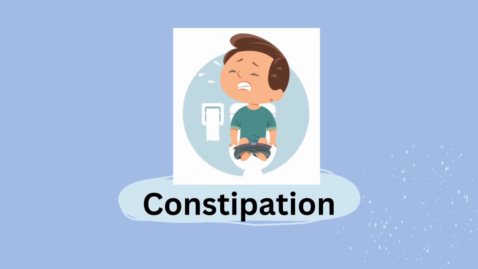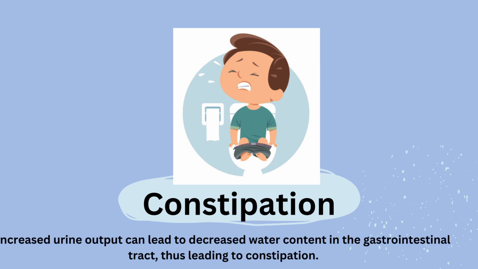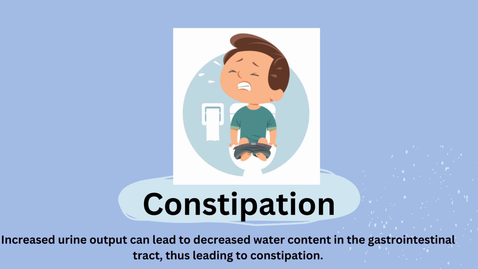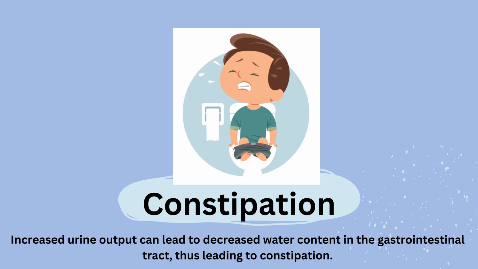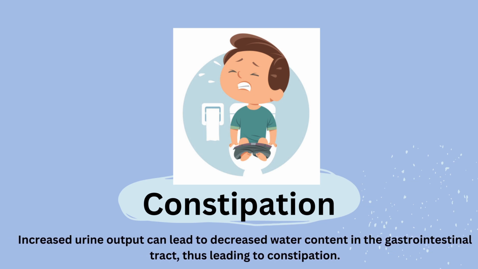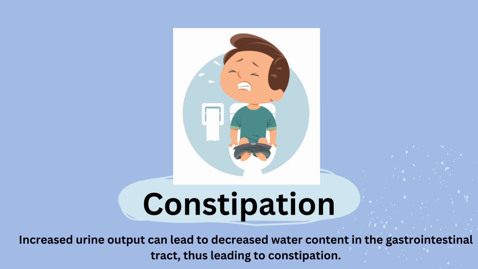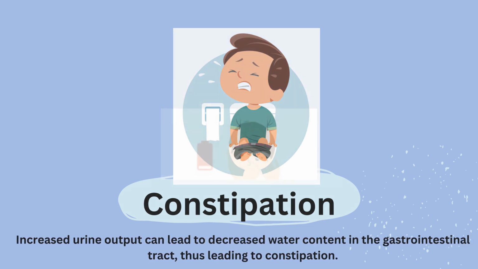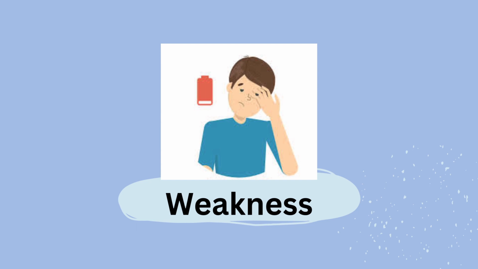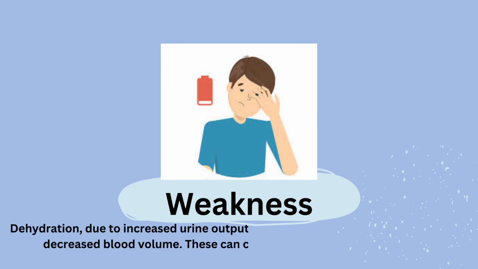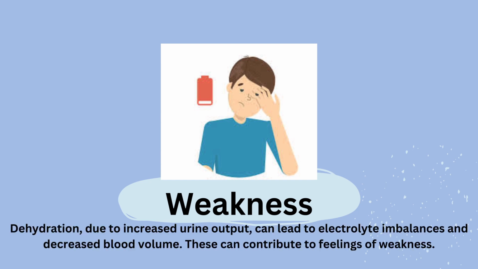Next, constipation. Dehydration caused by increased urine output can lead to decreased water content in the gastrointestinal tract, resulting in harder stools and difficulty passing them, thus leading to constipation. Other than that, weakness. Dehydration, which can occur due to increased urine output, can lead to electrolyte imbalances and decreased blood volume. This can contribute to feelings of weakness and fatigue.